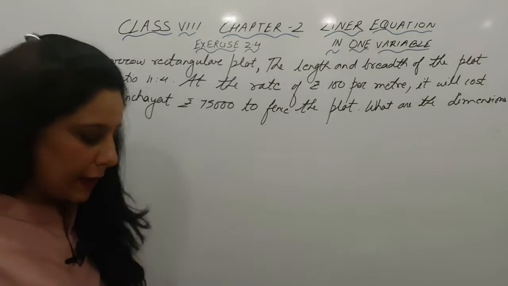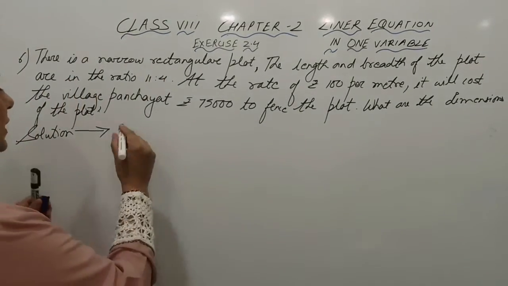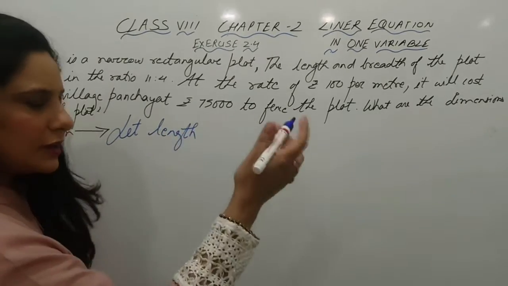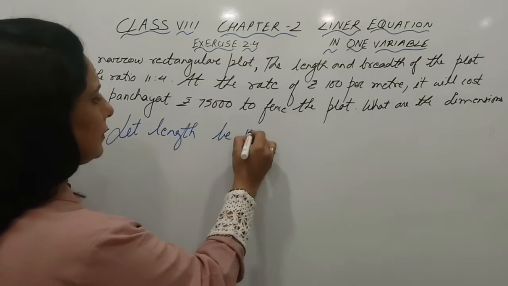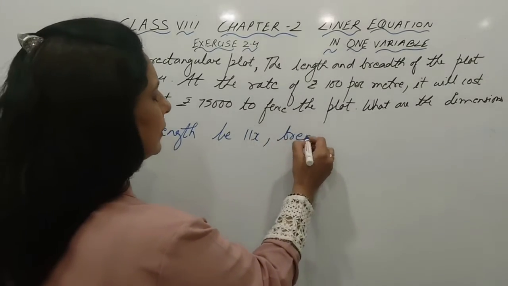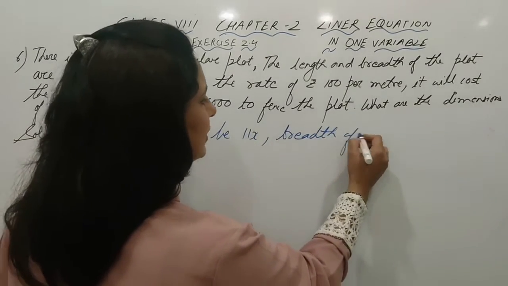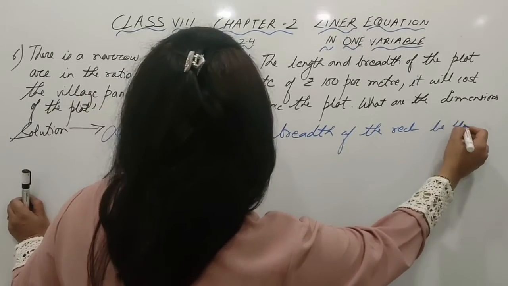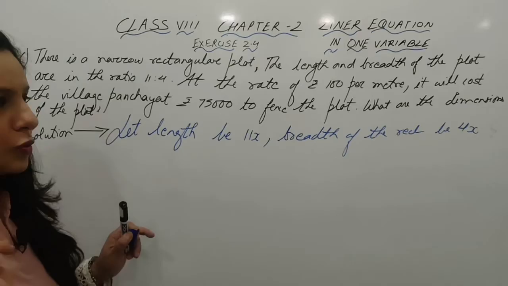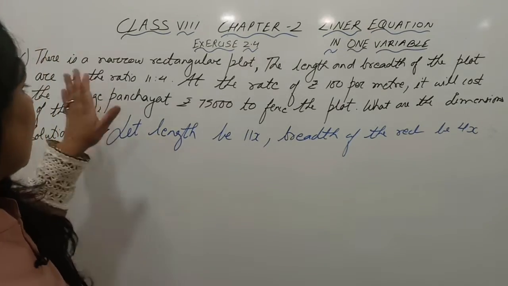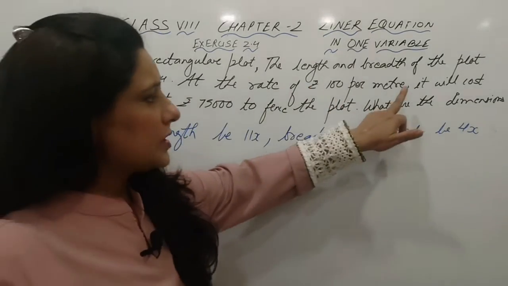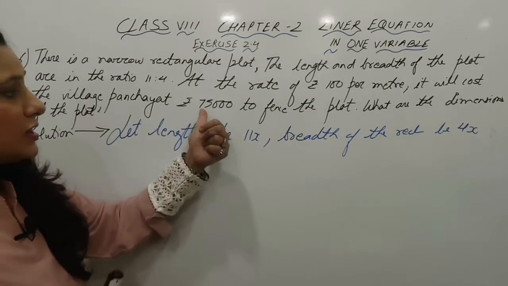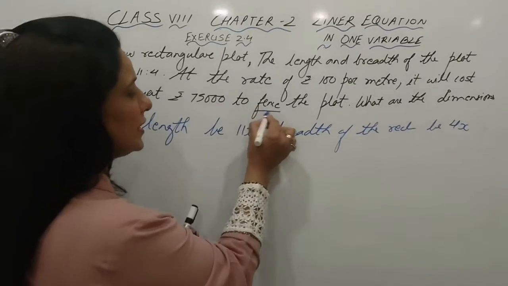We will stop here and we will start writing. Let length of the rectangle be 11x and breadth of the rectangle be 4x as it is 11:4. अब हम आगे पढ़ते हैं. At the rate of 100 rupees per meter, it will cost the village panchayat 75,000 to fence the plot.